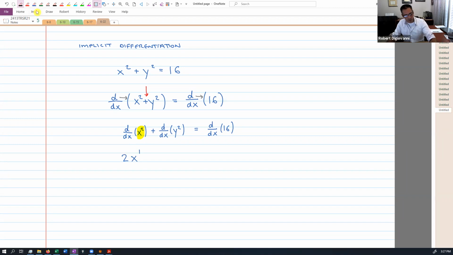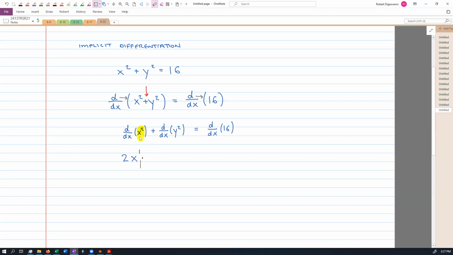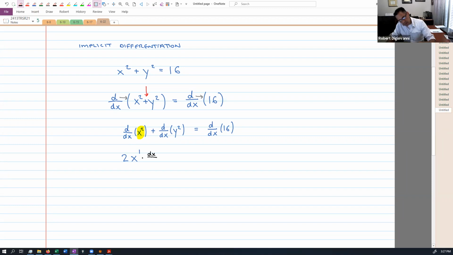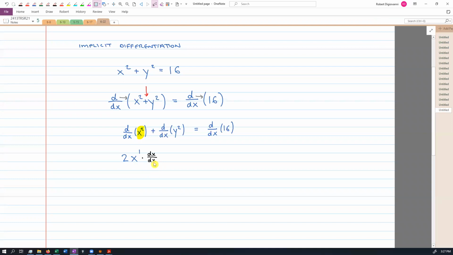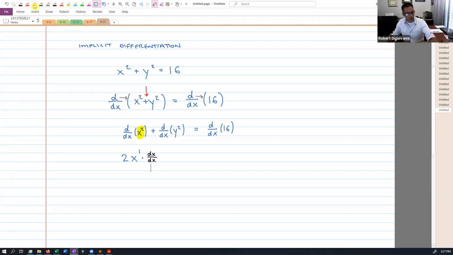But now chain rule says times the derivative of the base. What's the base of this thing? X. I need to take the derivative of that x with respect to what? Well, what's my variable here? Dx. X, right? So with respect to x. Now, what is that going to turn into? A 1. Okay, but I'm not going to write it. I'm just going to leave it, okay? Then we have plus. Now, the next one, I need to take the derivative of y squared.